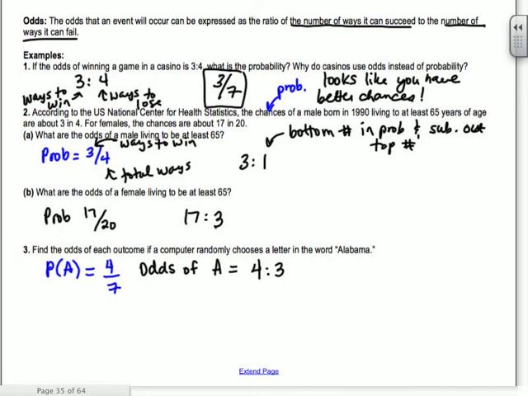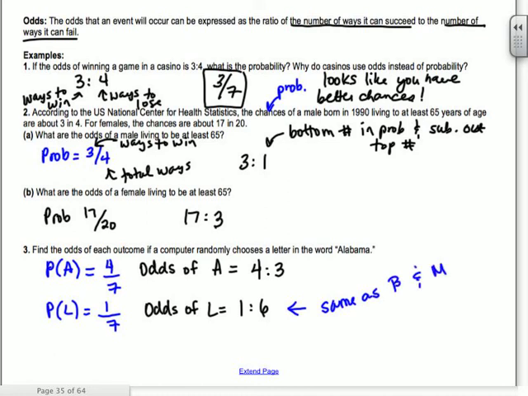Make sense? So we just go through each one. So the probability of getting an L, well, there's only one L out of 7 total letters. So the odds of L would be 1 way to win, 6 ways to lose. And same with M. Oh wait, I guess B and M, right? So let's just say same as. Okay, so you could write out each one, but that's going to be the same as the B and the M, right? There's only 1 out of 7 of those letters.